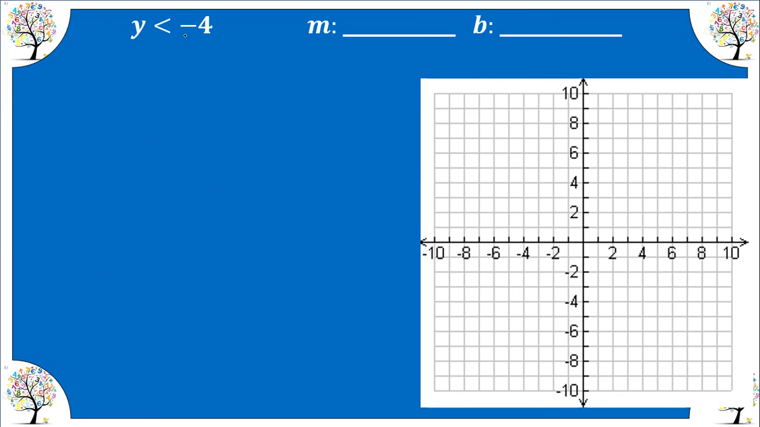Here we don't have an x value, we just have y. So remember, this is our horizontal line, so our slope is 0, and our y-intercept is 0, -4. So I'm going to plot 0, -4, and just a few other points to make it horizontal. It is going to be open. And it says y is less, so that's the lower half.